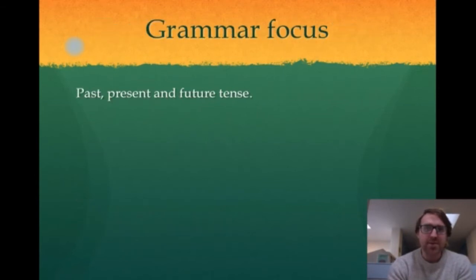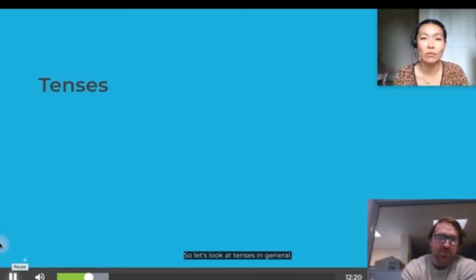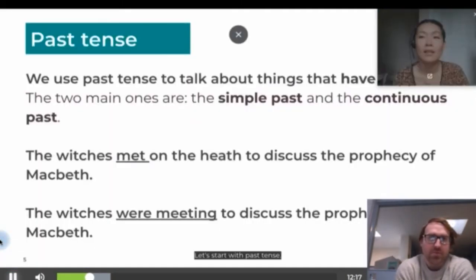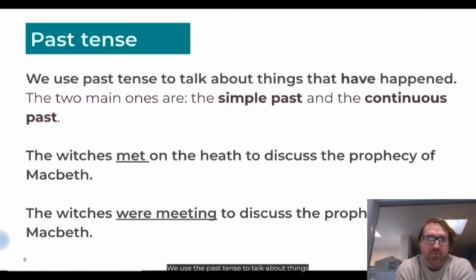So the first thing we're going to do is to have a little grammar focus on past, present and future tense. Now we have touched on this a little bit in lessons, but this is a recap and maybe some activities to do as you go along the video, all about grammar, all about past, present and future. So let's look at tenses in general. Let's start with past tense. We use the past tense to talk about things that have happened.